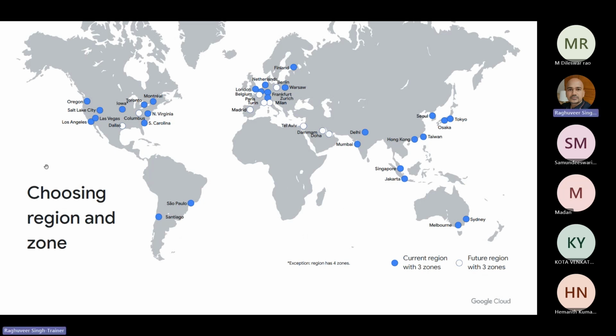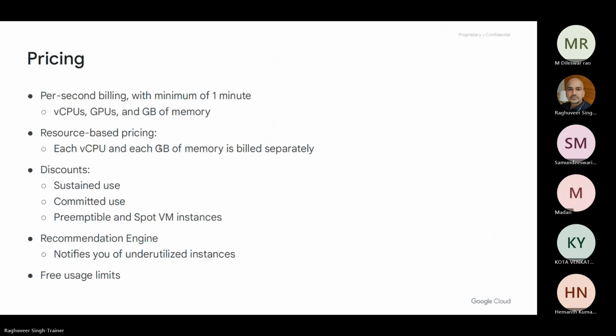When you provision a virtual machine, you choose regions and zone. These are the places where Google has its regions available. You can pick and choose any of the regions and the zones which are part of that region.